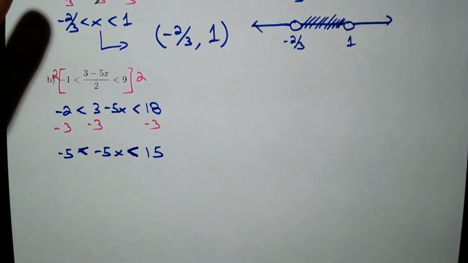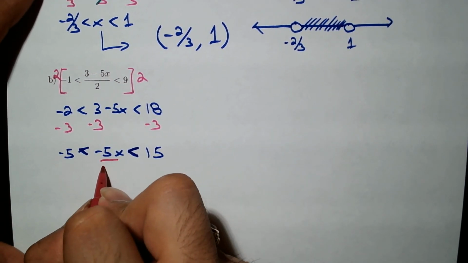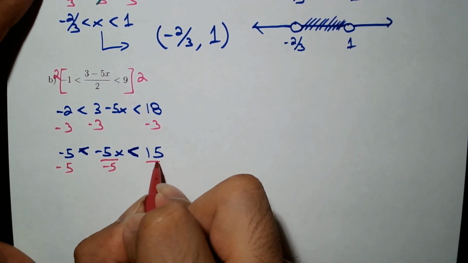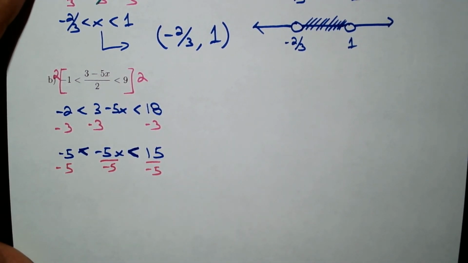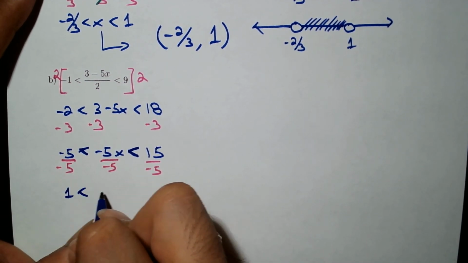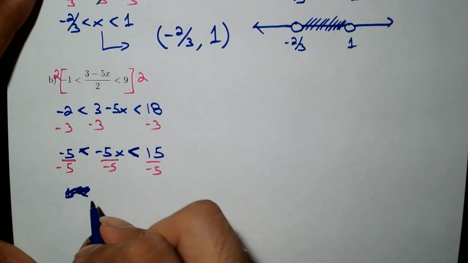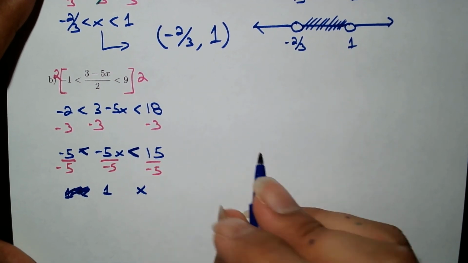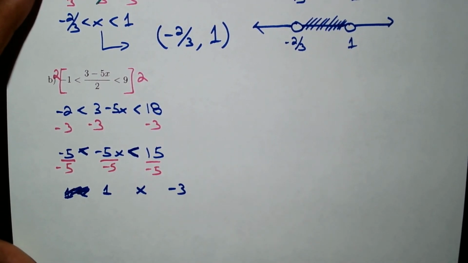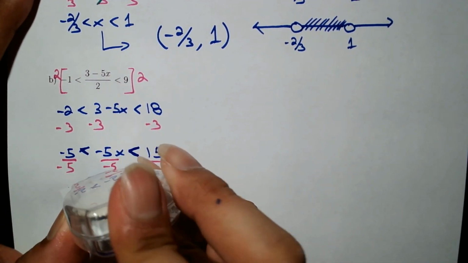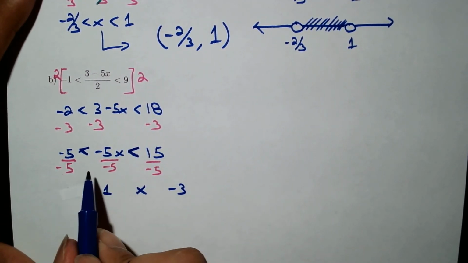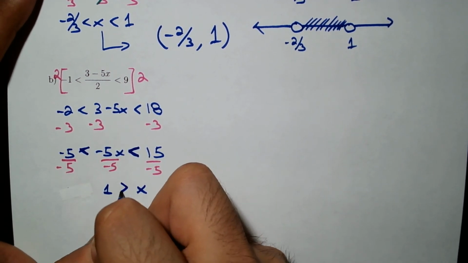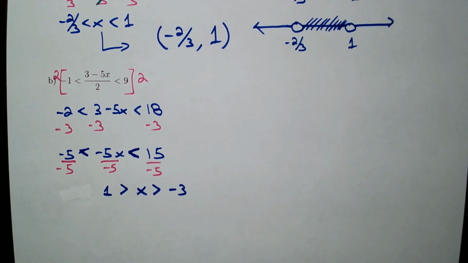So in this case, we are going to divide the 3 sides by negative 5. Okay, we divide by negative 5. That's going to give us, oops, let me make this look like a division. So that's going to be positive 1 x, and 15 divided by negative 5, that's going to give us negative 3. But what do we do when we multiply by or divide by a negative number in an inequality? We are supposed to reverse this inequality sign.